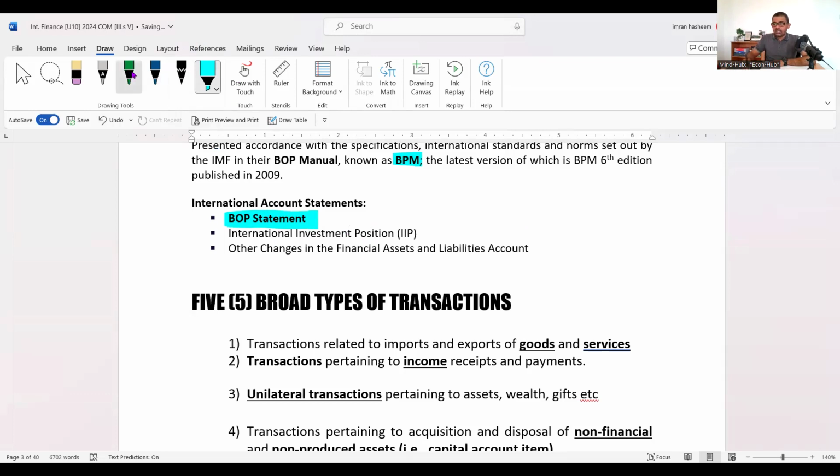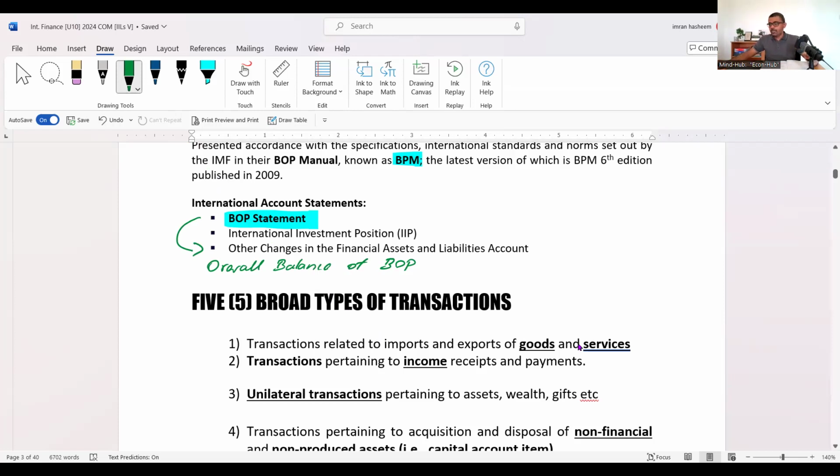Now, this other changes in financial assets and liabilities becomes a bit important to us when we try to estimate something called the overall balance of the BOP. When we estimate the overall balance of the BOP in the new BPM 6th edition, we use a separate statement for that. So there I will talk about that a bit, but mainly we focus on the BOP.